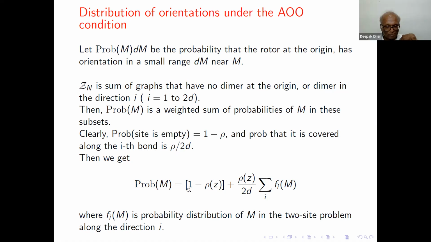So 1 minus rho, times 1, which is the normalized, is the probability that it's uncovered. If it's not covered, then everything is equally likely. And here is a function which depends on the orientation. It's the probability of m in the two-site problem along direction i. Suppose I know that there is one particle here, one particle here, they are overlapping. Then what is the distribution of orientations? It's a two-site problem. If you solve this problem, that is this phi. And by this argument, the full problem with n particles is reducible to this two-particle problem.